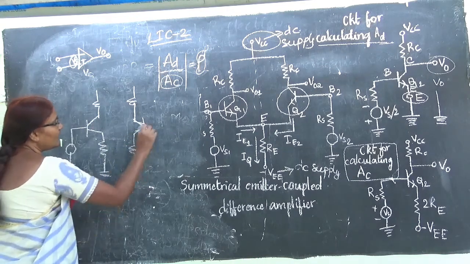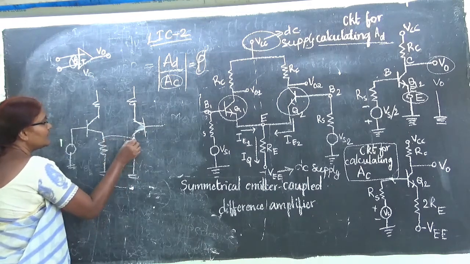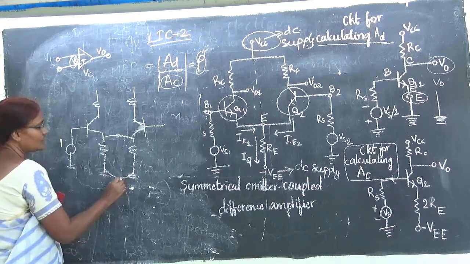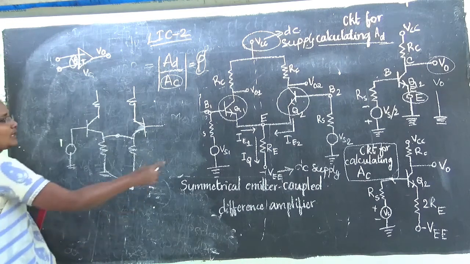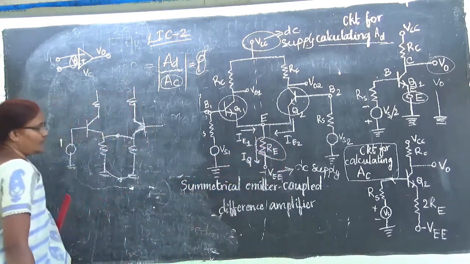If I want to couple these two, what I will do? I will join these two resistances and I will join these two grounds. That is what I do. So my final resistance value will be R2, RE.